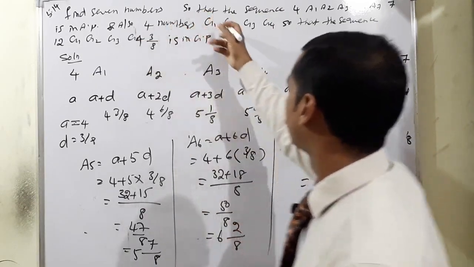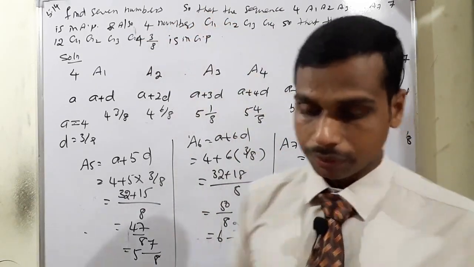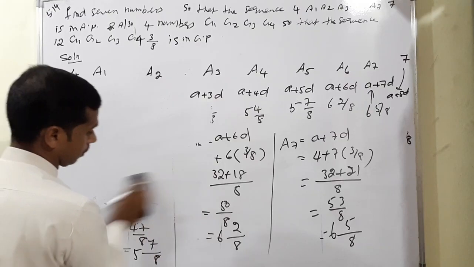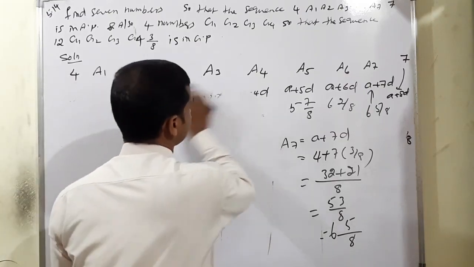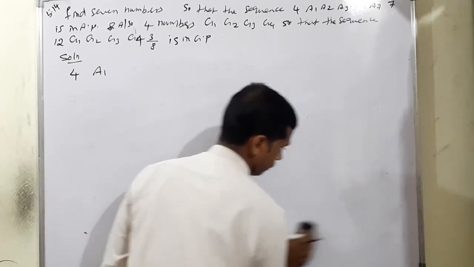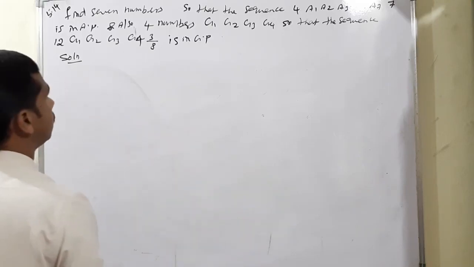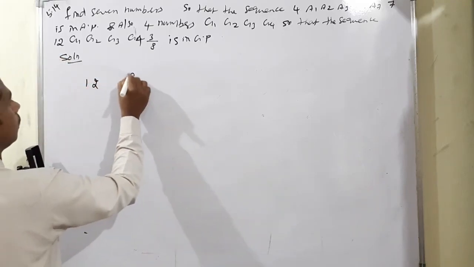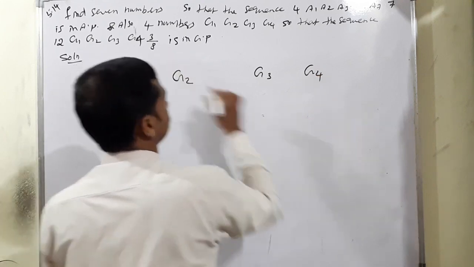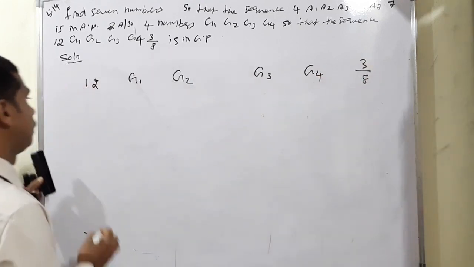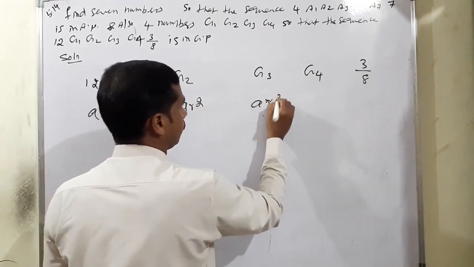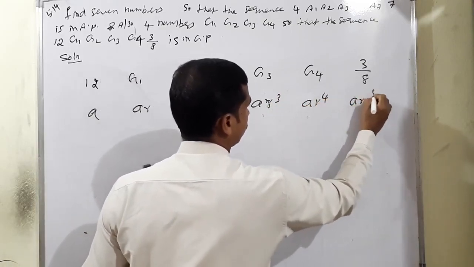Then one more. Also, four numbers we need to find in geometric progression. So, geometric means, what are the sequence? The condition 12. G1, G2, G3, G4, last time also 3 by 8. The series A, AR, AR square, AR cube, AR power 4, then AR power 5.